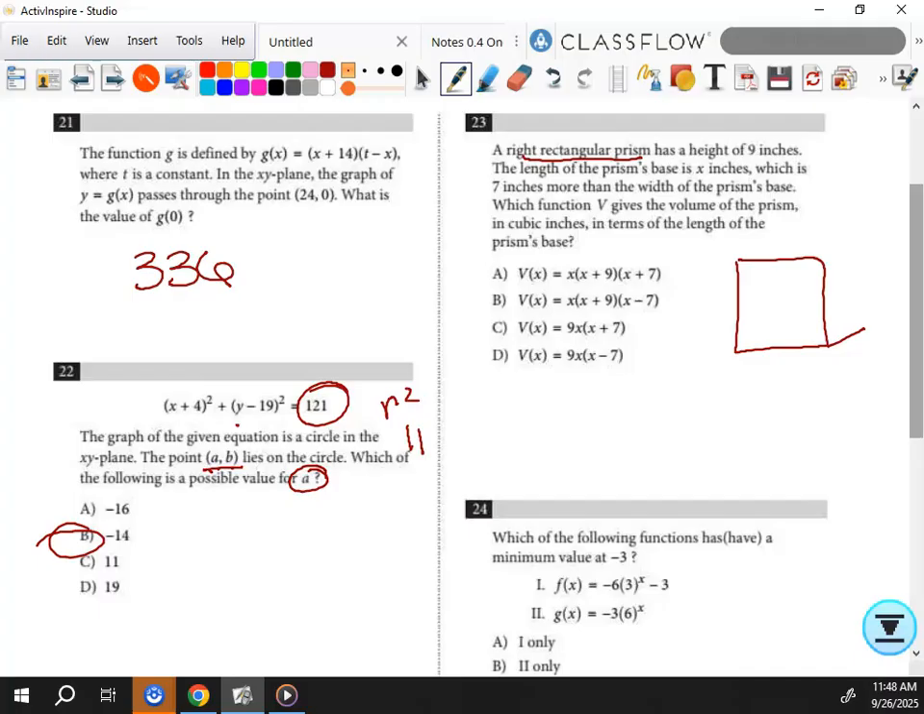You're not listening. The height is 9 inches, okay? That's 9. That's pretty easy to figure out. H equals 9. Then it says the length of the prism's base is x inches. All right, length equals x. So the length is x.